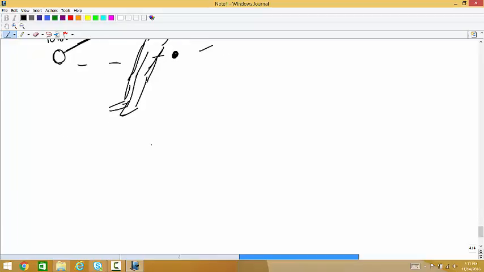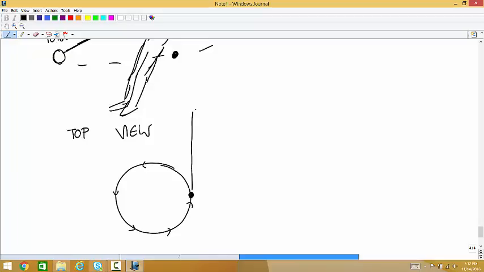But from above, the path of the ball is a circle like this. They let go of the chain here, and all of a sudden it's just in free fall. From that point on, in a top-down view, the ball is just following a straight path with a constant speed.